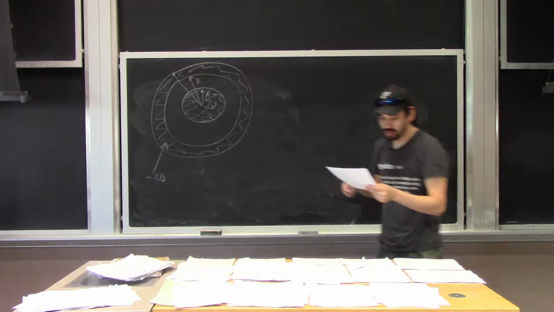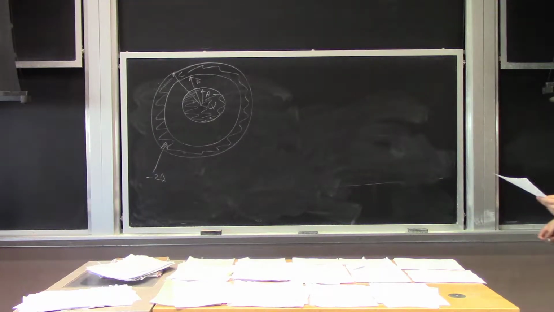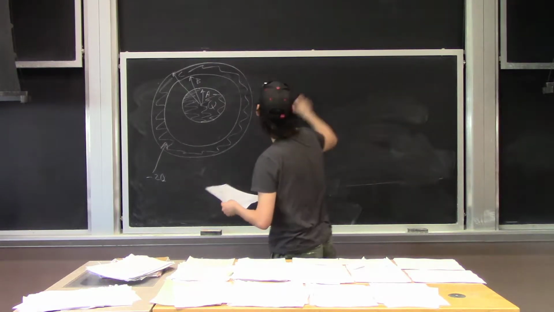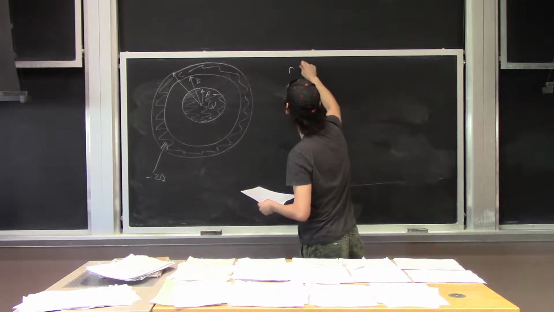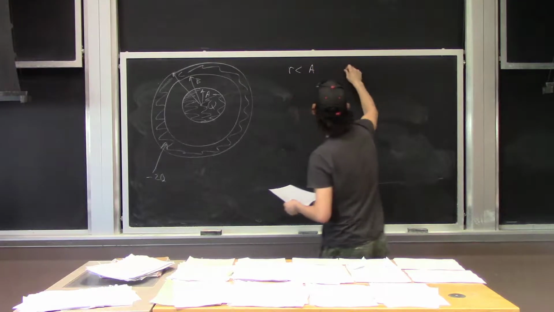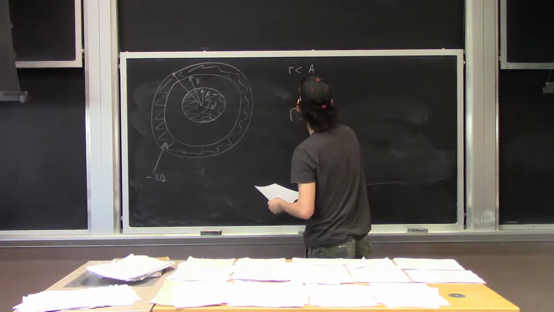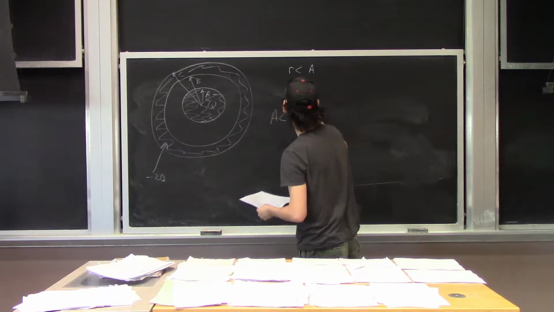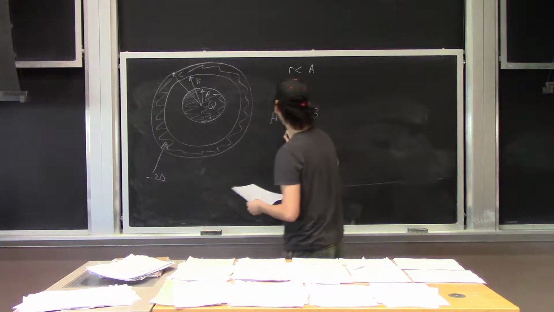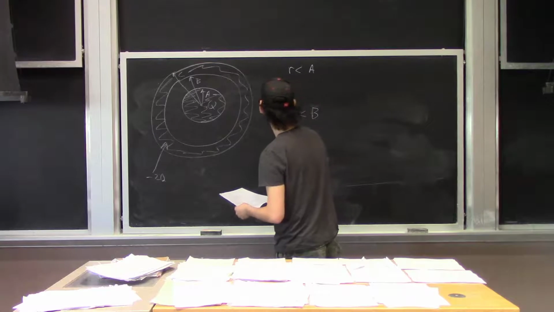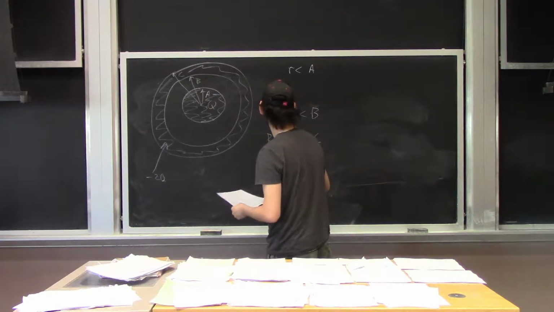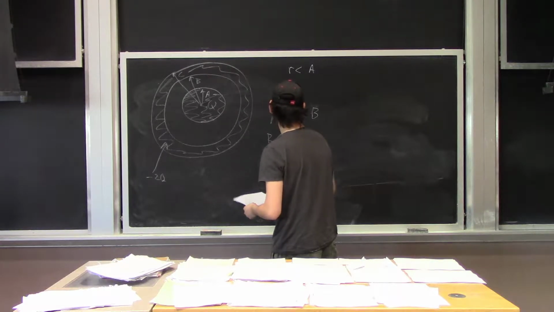So the first thing that we want to do is define the regions where we need to find the electric field. And so the regions that I'm going to have here are R is less than A, R is greater than A and less than B, R is greater than B and less than C, and R is going to be greater than C.